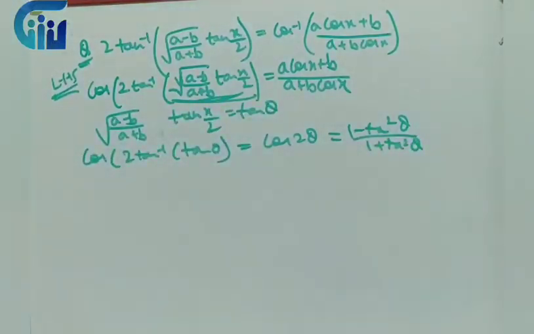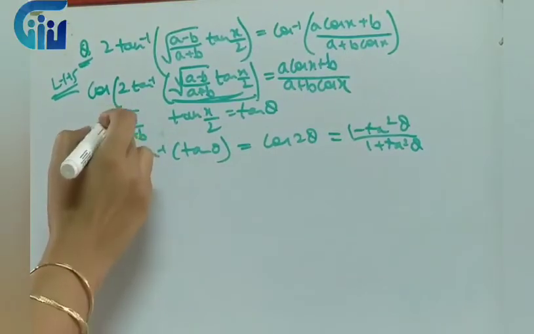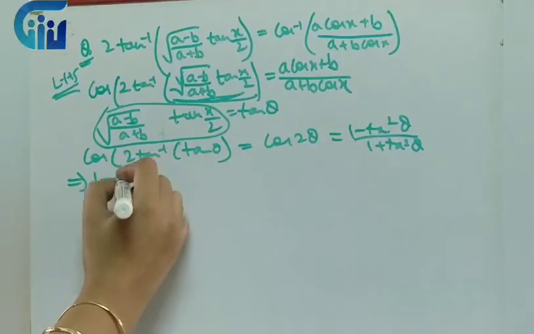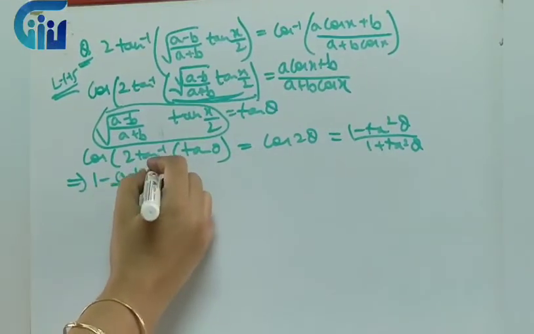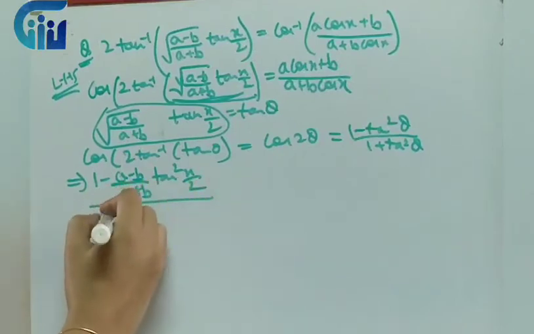1 minus tan square theta upon 1 plus tan square theta. So a by b is this, and this is the reciprocal of this. So in place of this, can I write b upon a? And hence the result. Next question, again an important question, has been asked in board exam.